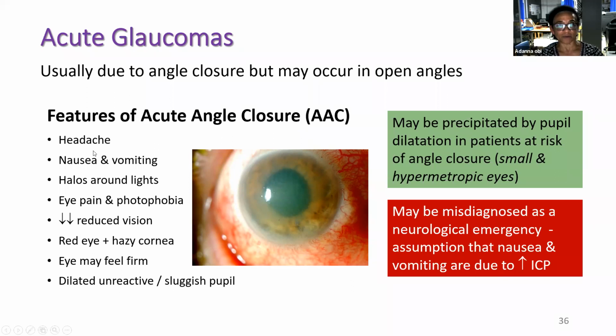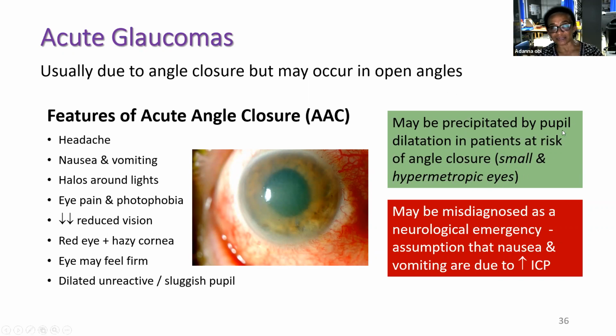So they'll typically have quite a severe headache, nausea and vomiting. They may see halos around lights. The eye will be painful. They'll have light sensitivity. They'll have reduced vision. The eye will look red, typically a limbal injection. The cornea will be hazy because that high pressure and inflammation is going to cause corneal edema. The eye will feel firm to touch, even if you can't measure. And the pupil will usually be mid-dilated and unreactive, or at least quite sluggishly reactive.